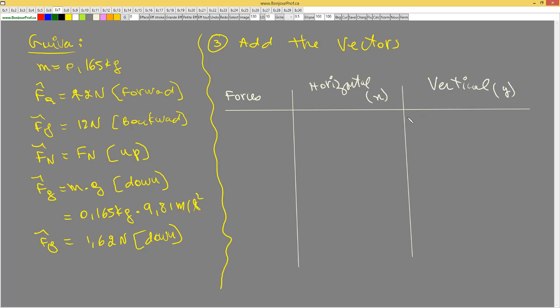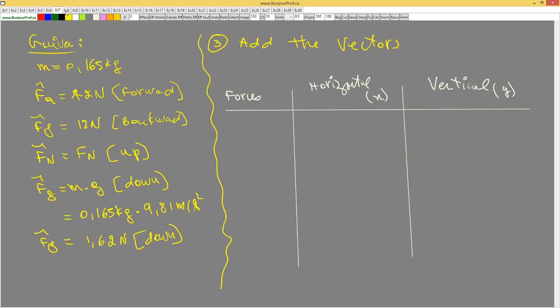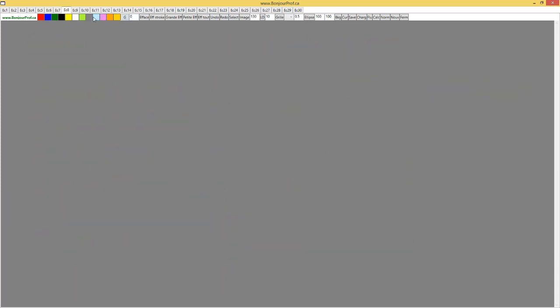Okay. You remember how we add vectors? We said we have to find the standard position. You remember? For each force, we have to find the standard position. So I'm going to go back here. That's why we need the free body diagram. So what is the standard position? I'm going to do it again here. How to find the standard position for each one.